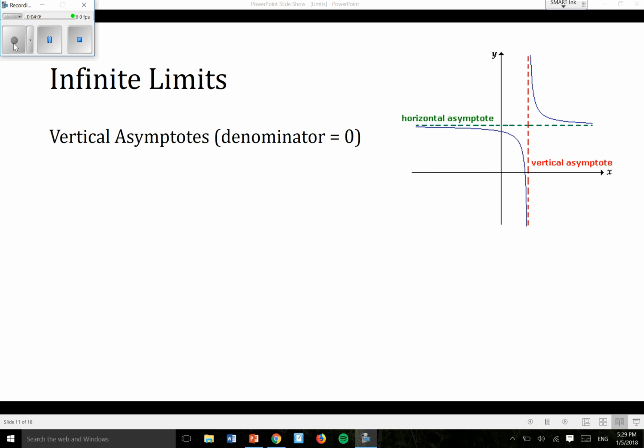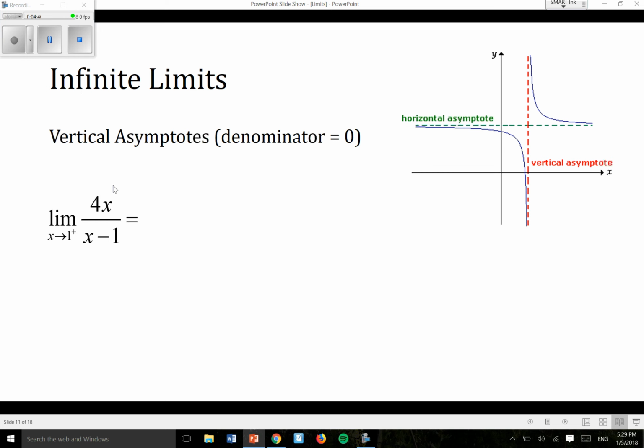The other type of infinite limit is a vertical asymptote. And if you remember, a vertical asymptote is when the denominator equals 0, but not the numerator. Remember, if we have 0 over 0, that's an indeterminate form. But if we have a number over 0, then that's undefined. That is some sort of vertical line. It has an undefined slope. Let's take a look at some examples of this.